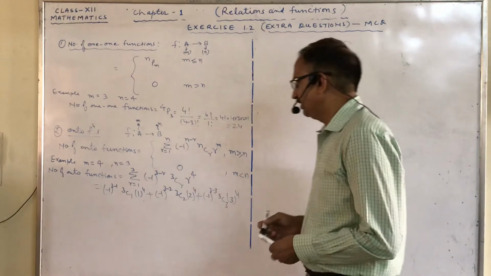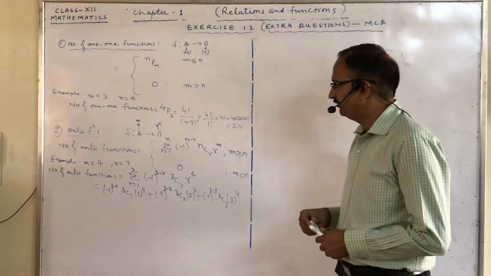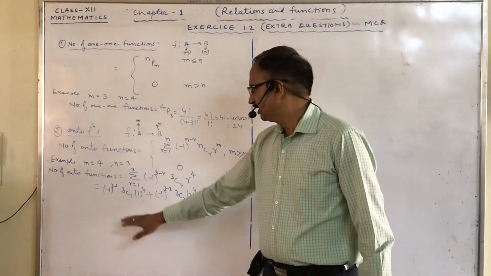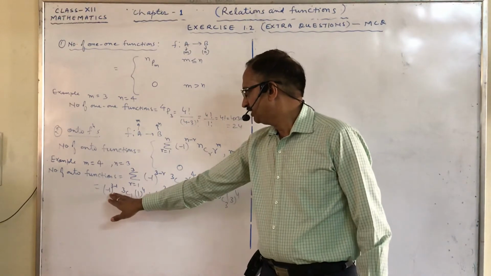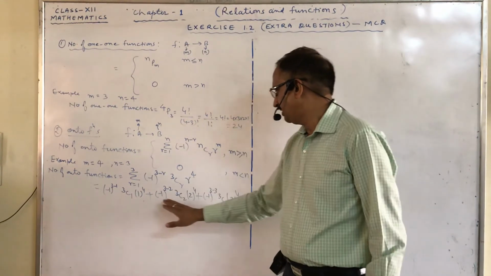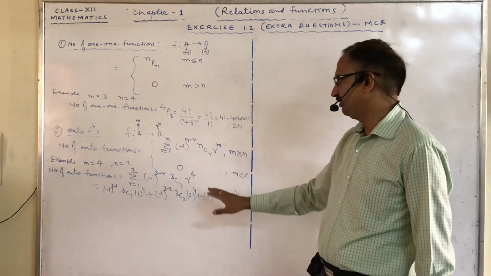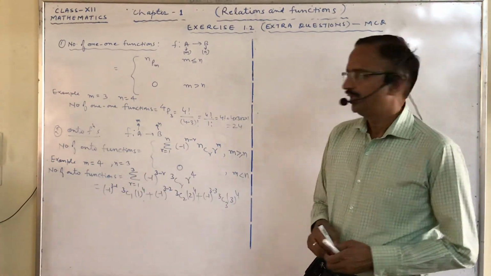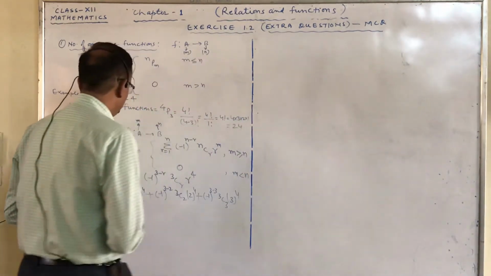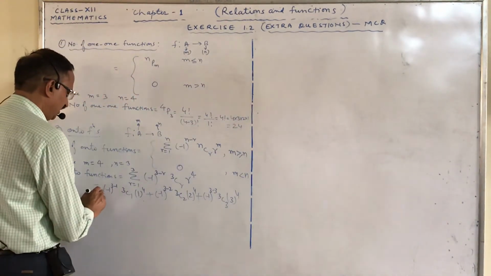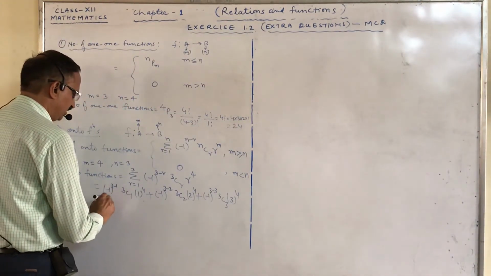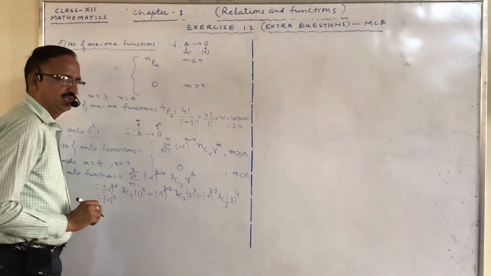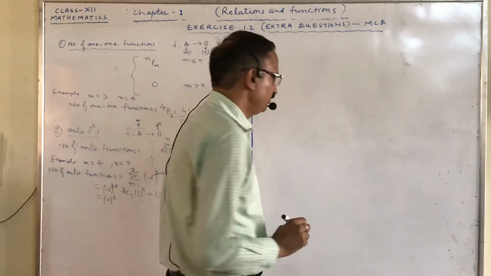So we will write the different values of r. First of all, r equals 1, then r equals 2, then r equals 3, because r varies from 1 to 3. Now we will simplify these terms. This is (-1) raised to power 2, and 3C1 means what?